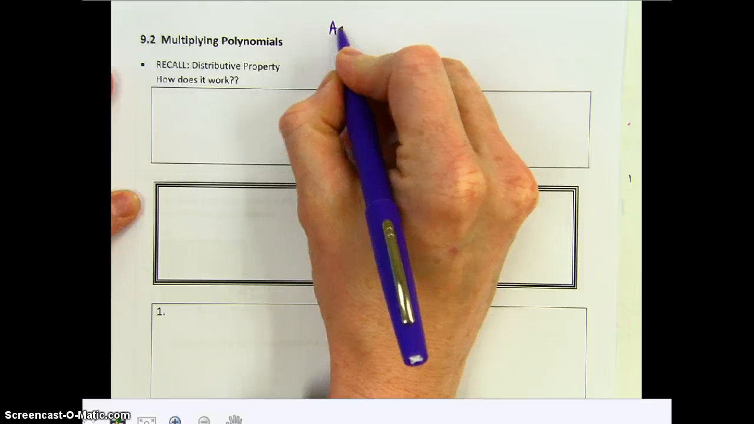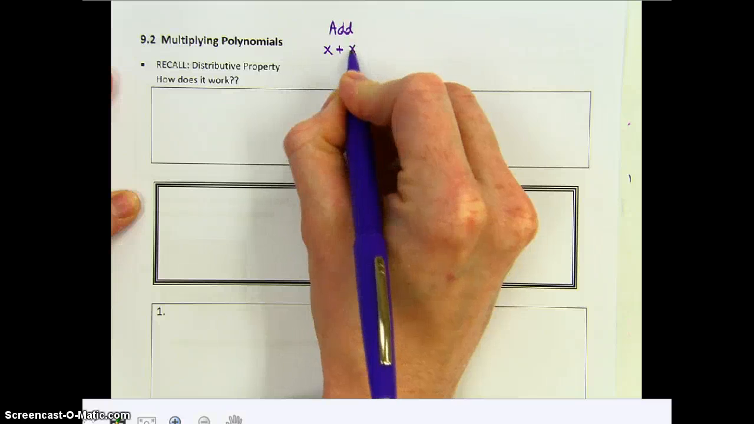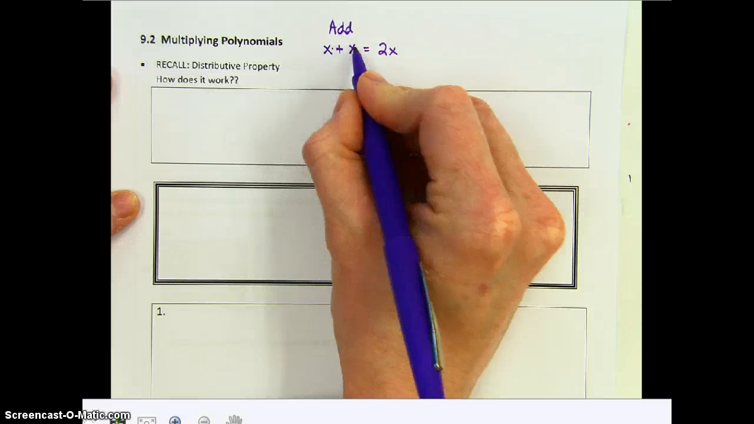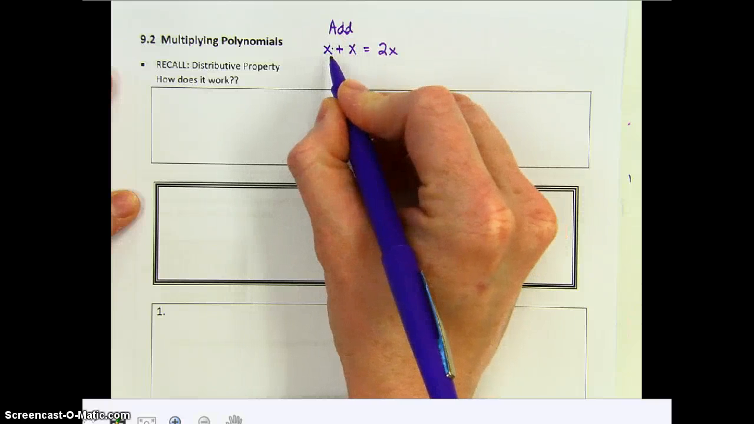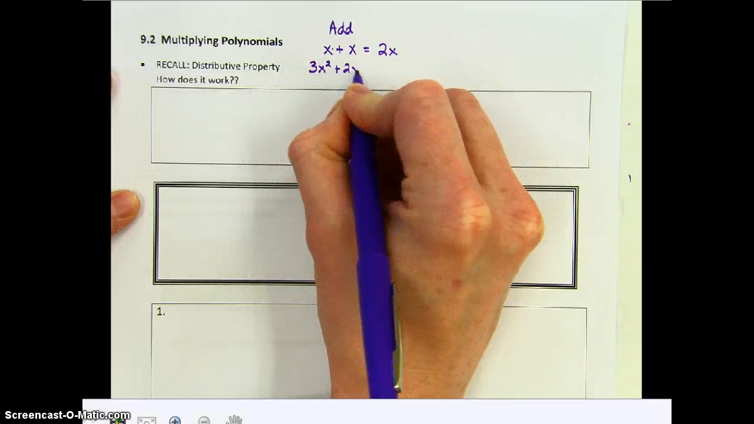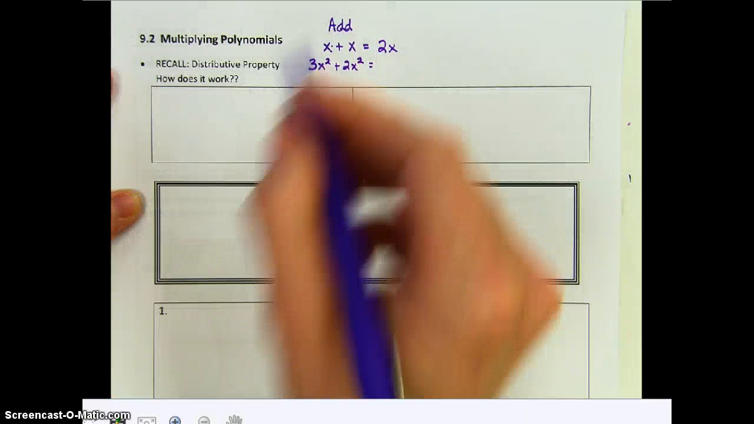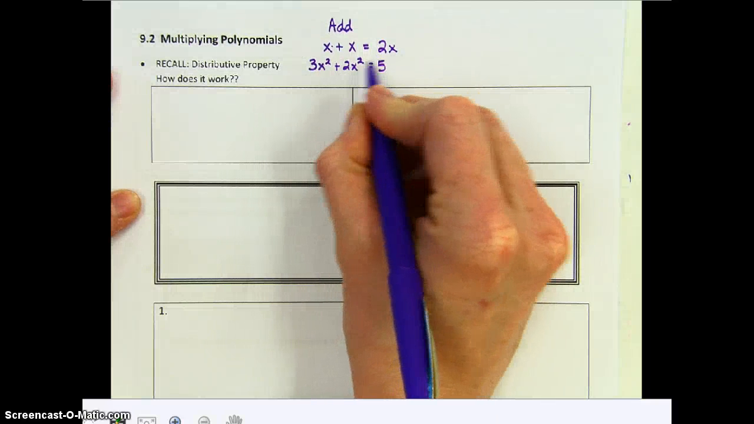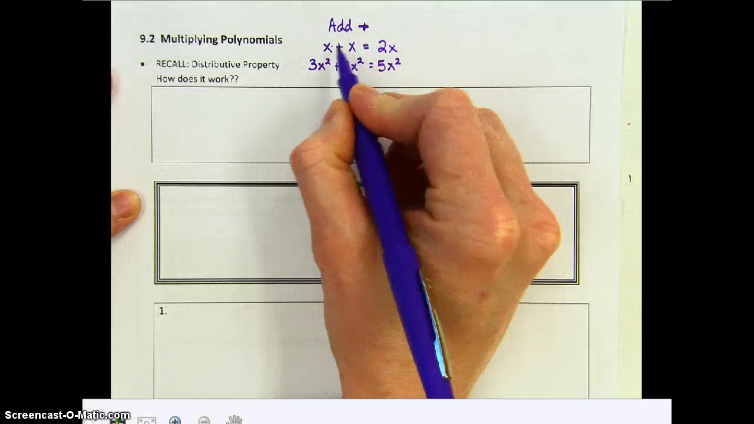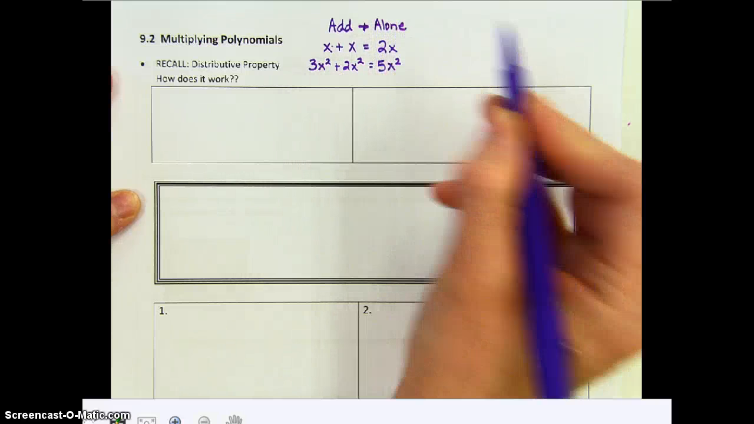Now, when we were adding polynomials yesterday, we were looking at x plus x, which would equal 2x. We did nothing to the exponents of the x's because they are terms, not factors. 3x squared plus 2x squared, once again, are like terms. So we add the coefficients and we leave the exponents alone. So you will hear me say, when you're adding or subtracting terms, you leave the exponents alone.